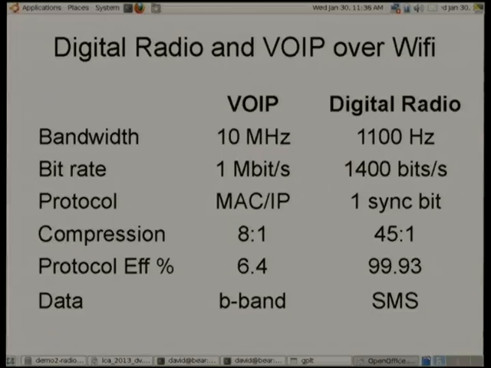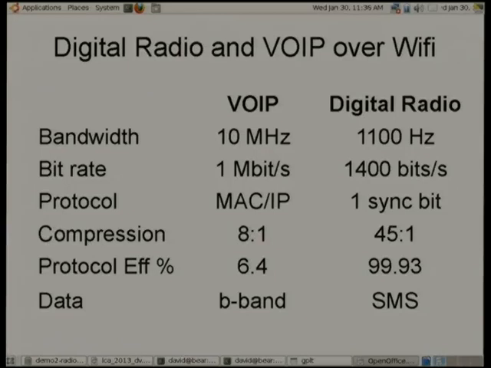Because VoIP's operating over an IP type channel, it's got a bunch of protocols, one for the Wi-Fi and then various layers of IP, UDP, RTP. That means the protocol efficiency, in particular for voice traffic over VoIP, is very low. The sort of systems I've played with in the past are only around 6% efficient. In contrast, we haven't got many bits to spare or much bandwidth to spare for digital radio. So we've got a very simple frame sync, only using one bit out of the payload data, and we get very high protocol efficiencies approaching 100%.